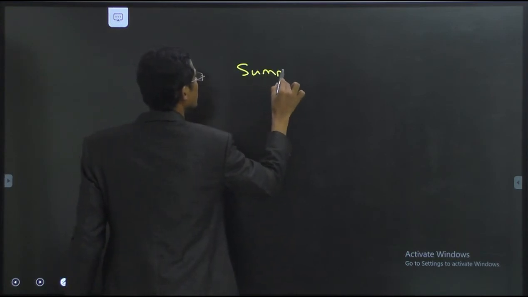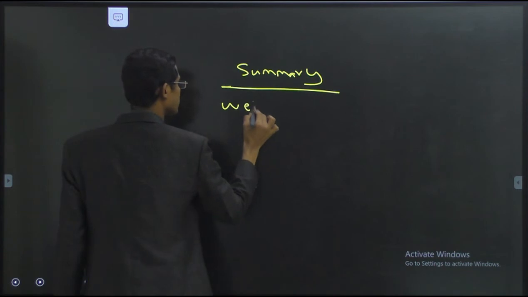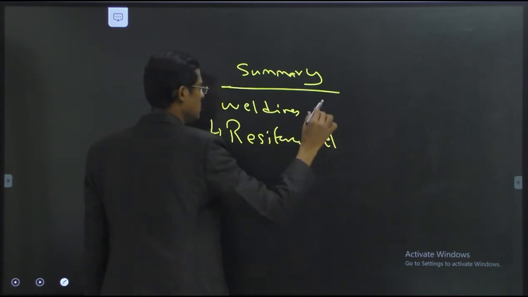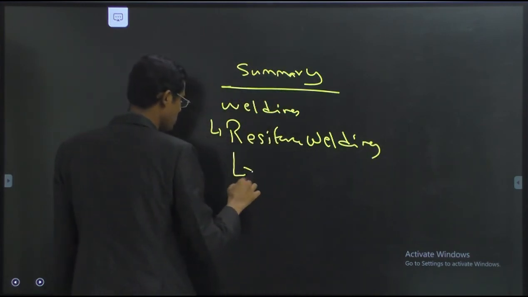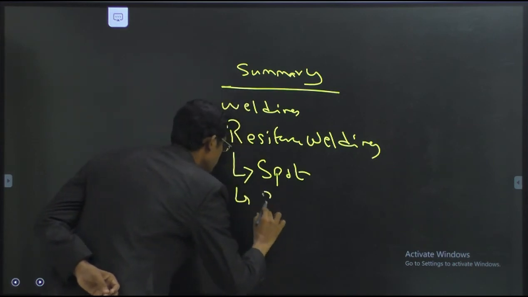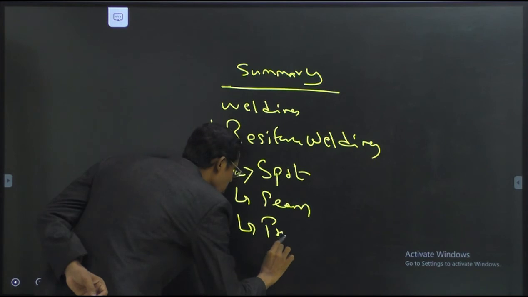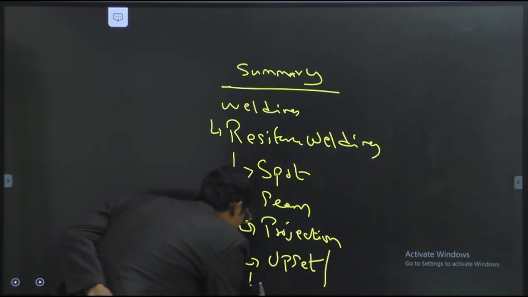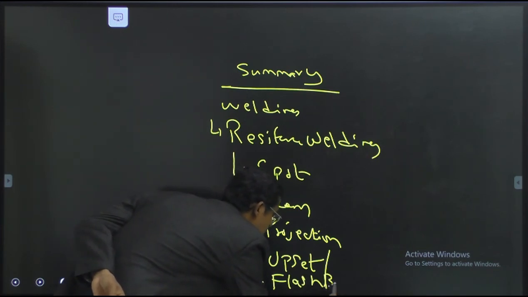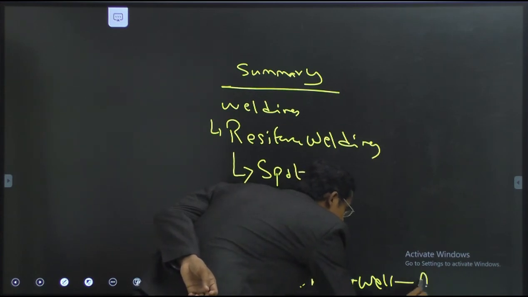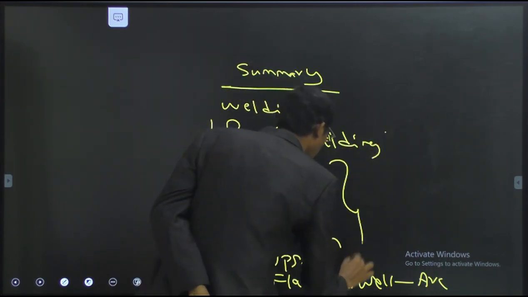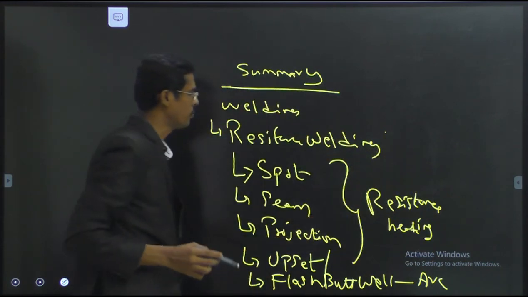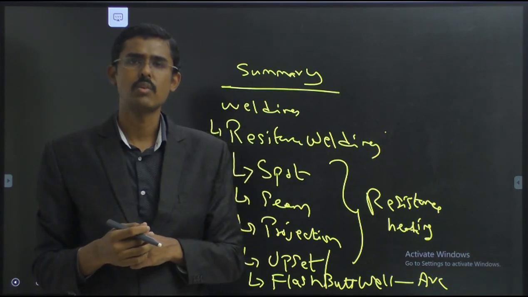The summary: in welding, we have seen about the resistance welding process. We have seen about spot welding, seam welding, projection welding, and then upset welding, and then also we have seen about flash butt welding. So this flash butt welding is with respect to arc generation, and all the remaining parts are with respect to resistance heating. And this is how we complete this resistance welding process. The remaining part of the subject we will see in the next session. Thank you.